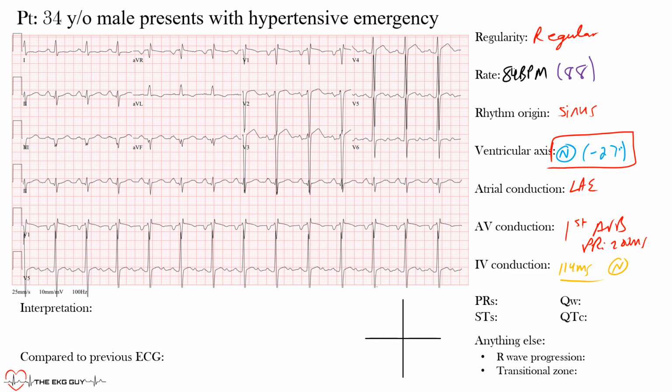So less than 120. All right, next let's look at the PR segment. If we draw our complexes again, remember we looked at the PR interval, the PR segment is from this portion here. Is it elevated or depressed? Well, in this case, I did not see much or significant issues here, so we will say no.